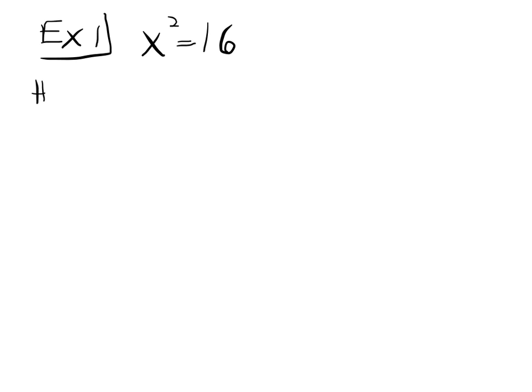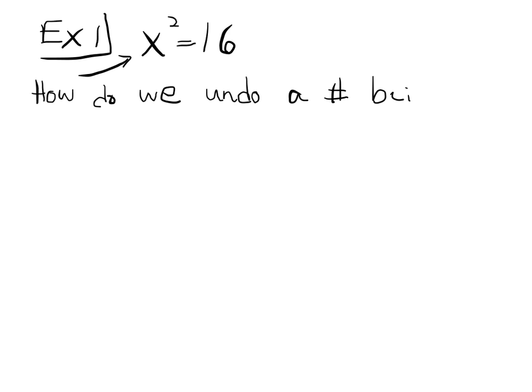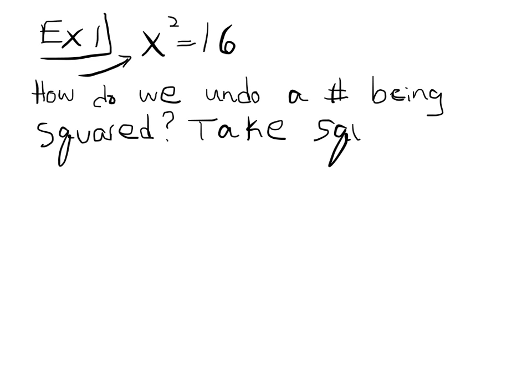We're going to ask ourselves, and you need to get this down in your notes right underneath example 1, how do we undo a number being squared? And the answer to that is we take the square root.